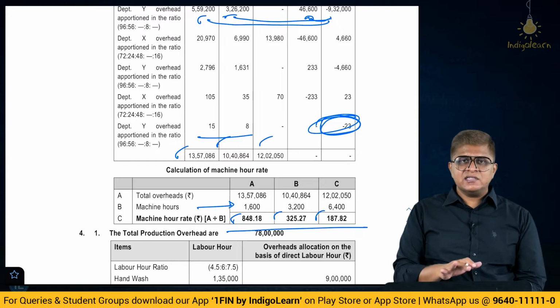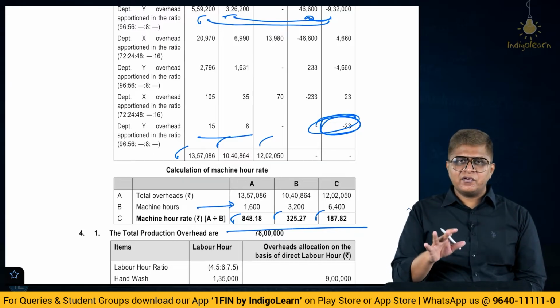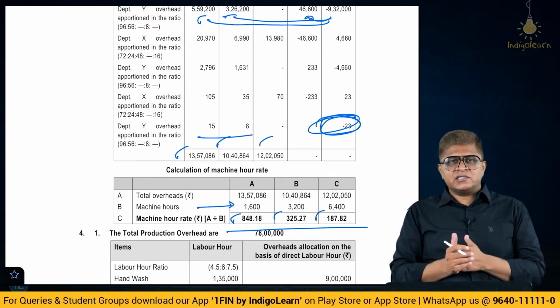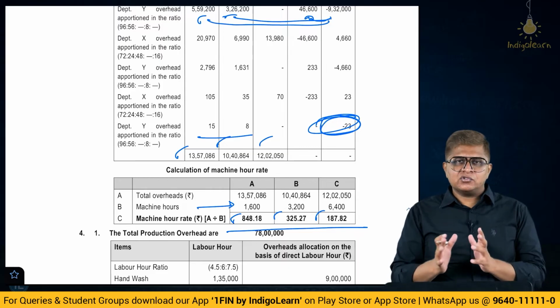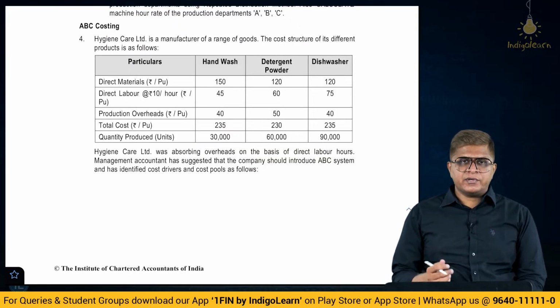So in this question there is no technical difficulty. It is a very simple straightforward question. Though it is a little lengthy, you can expect this question for something like 8 marks or 10 marks to be given in the examination. Now let's look at the next question.